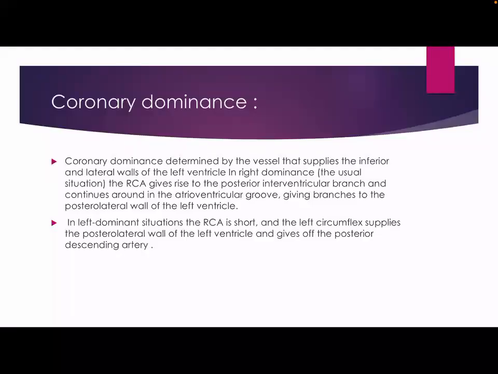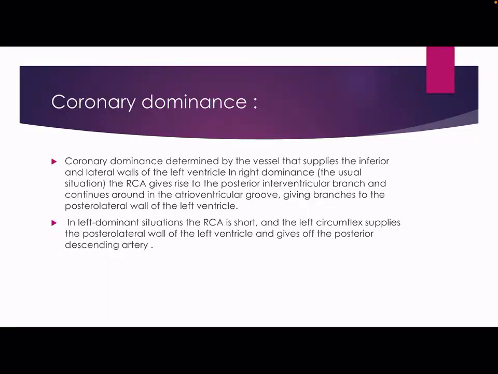We have what we call coronary dominance. By coronary dominance, we mean which vessel supplies the posterolateral aspect of the left ventricle. We have three types of dominance: either right dominant, left dominant, or codominant. The right dominant is the most common type, represented by 60%. In this case, the right coronary artery gives the posterior interventricular branch and continues around the atrioventricular groove and gives a branch to the posterolateral wall of the left ventricle.